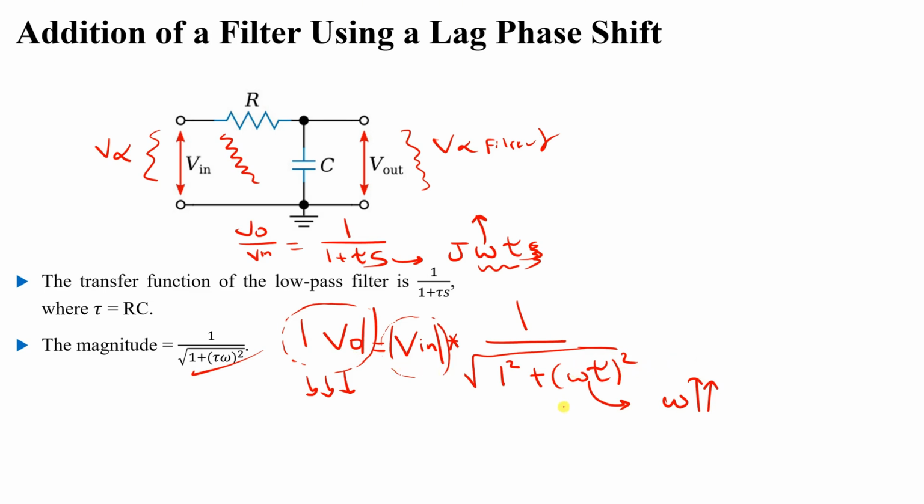If this omega is small, then this magnitude will be approximately close to 1, making the output signal exactly the input signal. That is how this filter works.